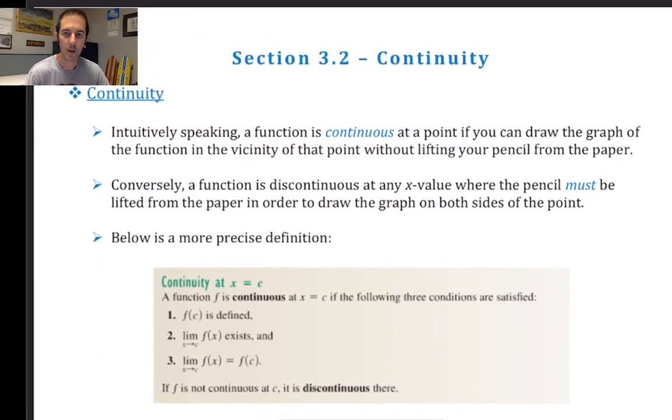So let's go through and look at a couple definitions and a couple examples, and then we'll knock out an applied example at the end and make sure that we see how this particular topic fits into maybe some real-world applications.